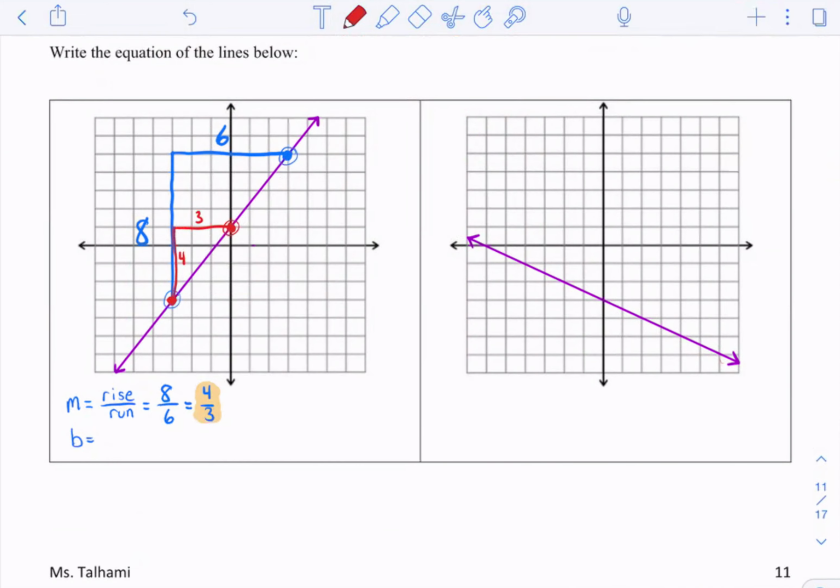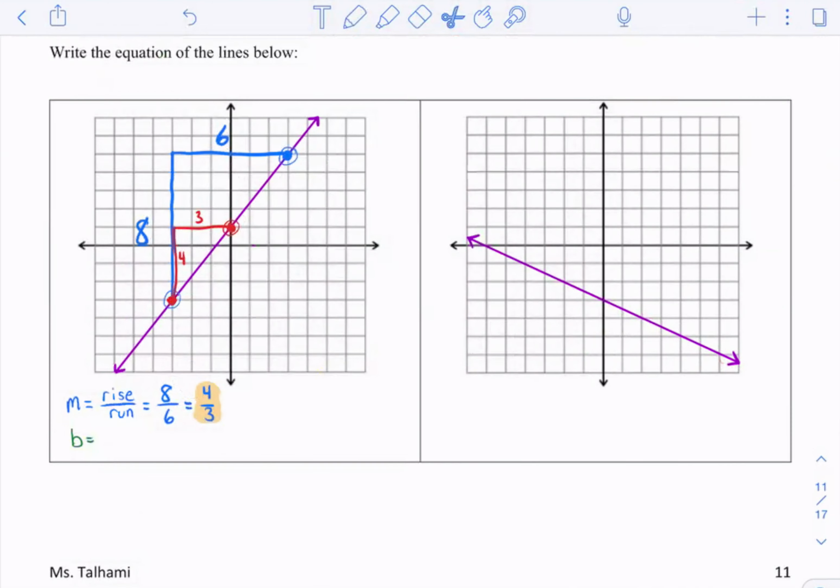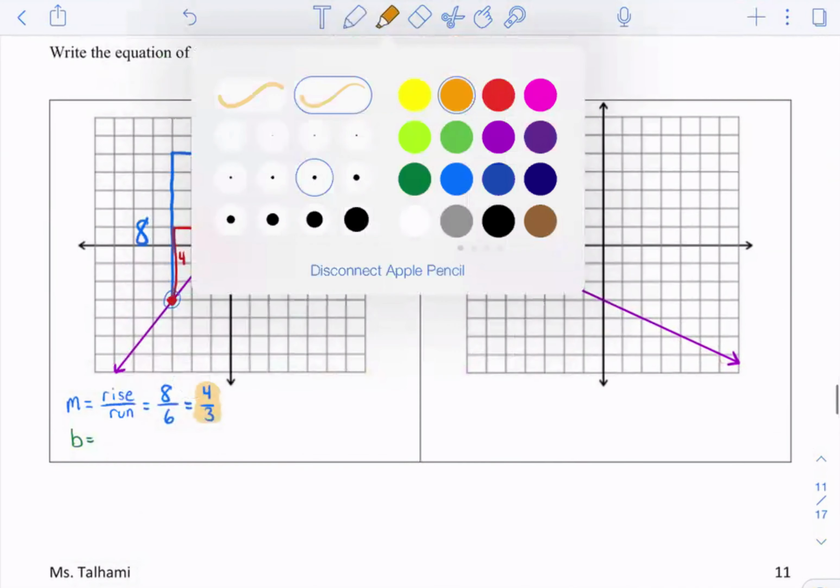And so now we need our b, our y-intercept. So we're going to look at the y-axis. Where does this purple line hit the y-axis?